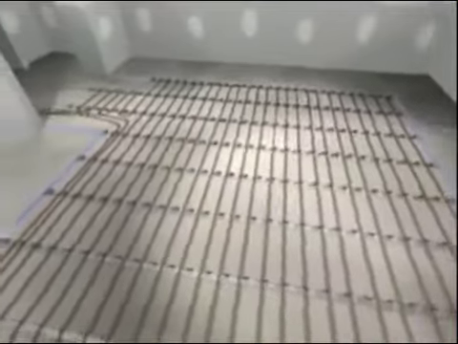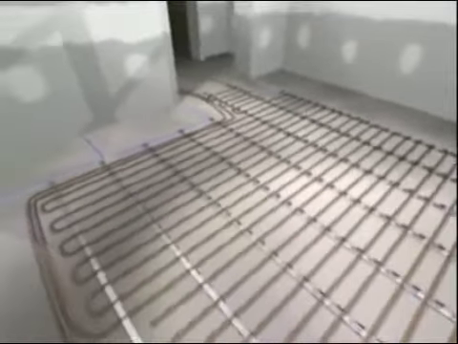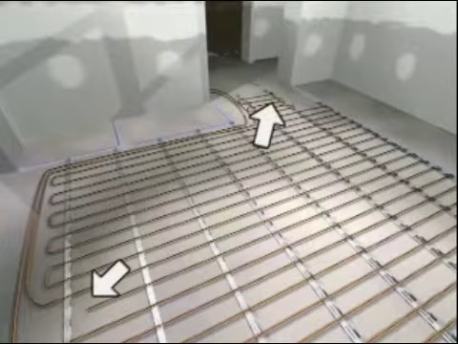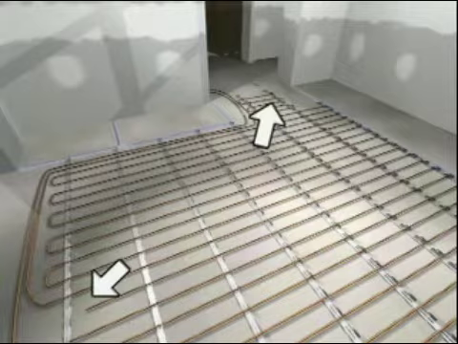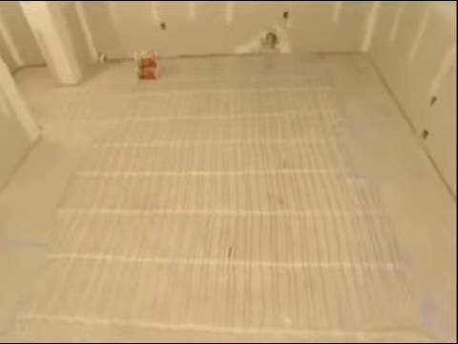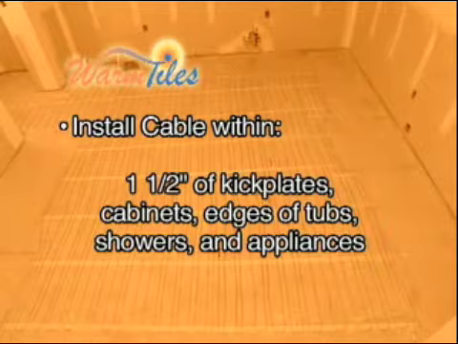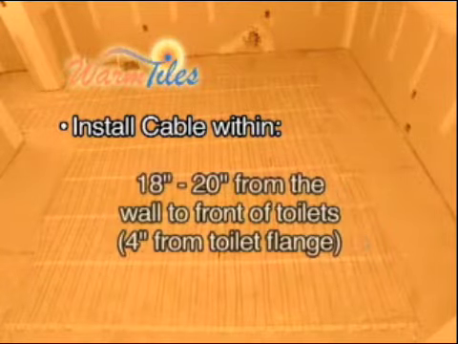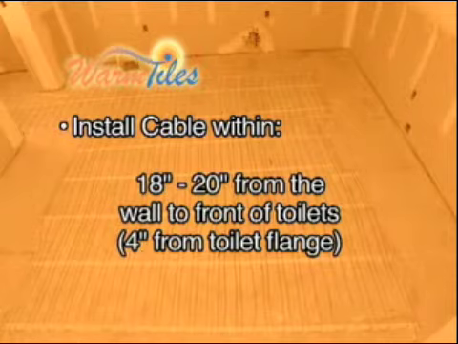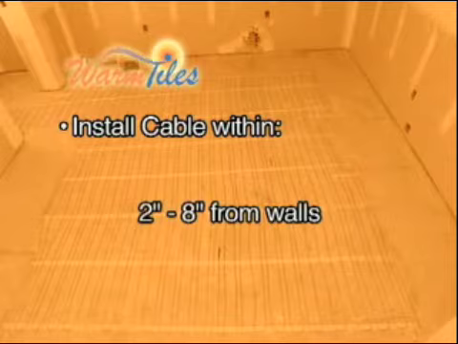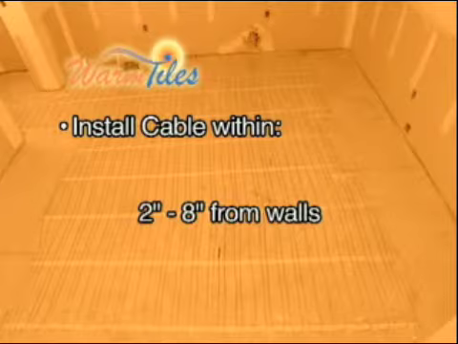Then sketch a cable layout that corresponds to the strapping layout. Plan for the cable layout to end in a low traffic area, or allow a 3-inch channel at the edge of the cable installation back to the low traffic area to route any excess heating cable there. The cable should be installed within 1.5 inches of kick plates on cabinets, edges of tubs, showers, and appliances, 18 to 20 inches from the wall to front of toilets, making sure to be 4 inches from the toilet flange, and 2 to 8 inches from walls, as referenced in the warm tiles installation instructions included in your kit.